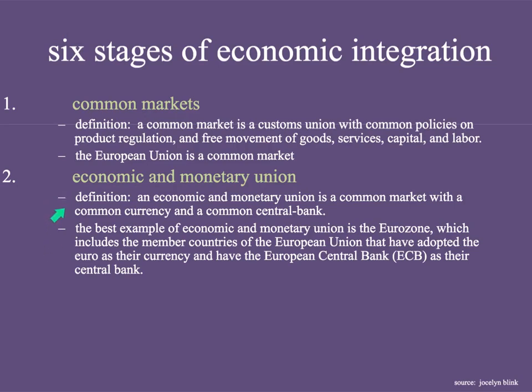Economic and monetary unions is the fifth stage of economic integration, and that is a common market with a common currency and a common central bank. Wow. So now the common market, look, they keep integrating. They keep getting closer. An example of an economic and monetary union is the Eurozone, which includes the member countries of the European Union that have adopted the euro as their currency and have the European Central Bank as their central bank. Now, there are many advantages of this, right?